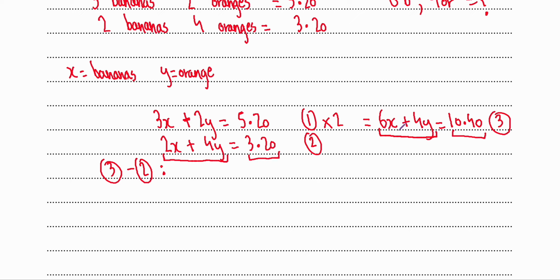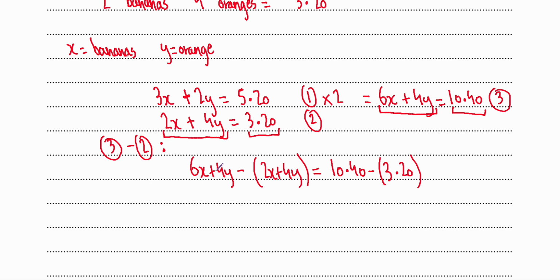So let's try it. If you did 6x plus 4y minus, in brackets, 2x plus 4y, I've put it in brackets because it's a different equation, is equal to $10.40 on this side minus $3.20, and this is also in brackets on this side. Well, what do we get? We get 6x minus 2x, that's 4x, plus 4y minus 4y, that's 0y, and that's what we want. We don't want y anymore. We want to get rid of it. So you're left with 4x is equal to $10.40 minus $3.20.